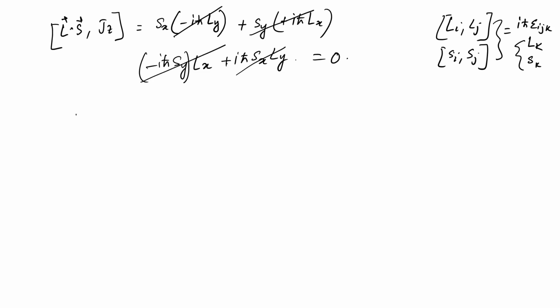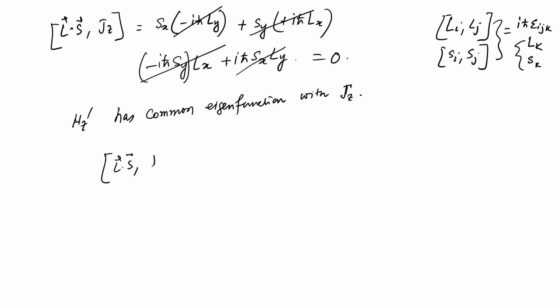So H2 prime has common eigenfunctions with Jz. Okay. And we have also of course seen, or you can check this, that L dot S commutes with J square, because J square has terms which are L square, which I have already shown. In the same spirit, you can show that it commutes with S square, and of course it has another term which is L dot S, which would commute with L dot S.